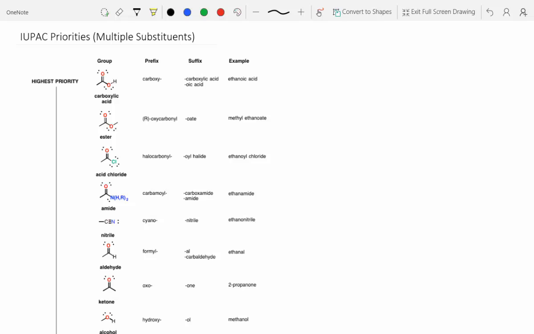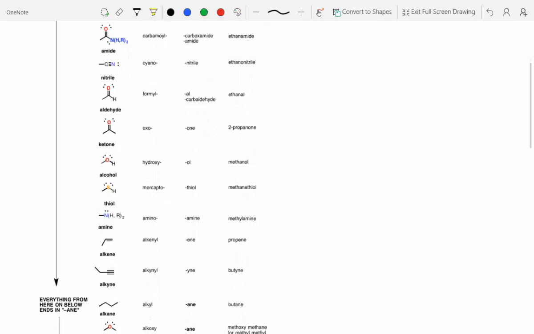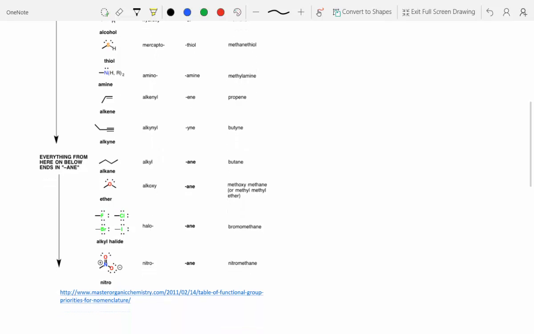So carboxylic acids have the highest priority, and we'll cover that naming. Esters after that. Acid halides or acid chlorides after that. Amides, nitriles, and then aldehydes are actually a little bit higher than ketones. And then below that, we've got alcohols, thiols, amines, alkenes, alkynes, alkanes, ethers, halides, and nitro groups.